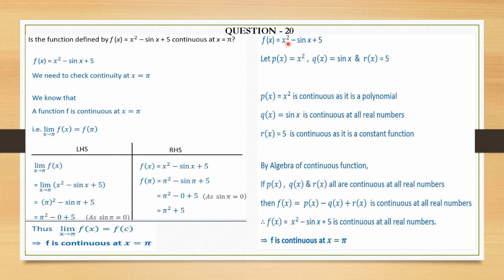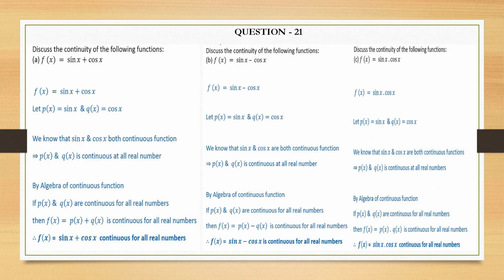So the function is continuous at x equal to pi. The other way is to break p(x) into 3 functions. This quadratic one is continuous. This trigonometric one is continuous. The constant one is continuous. By algebra of continuous functions, the sum and difference of these continuous functions will also be a continuous function.